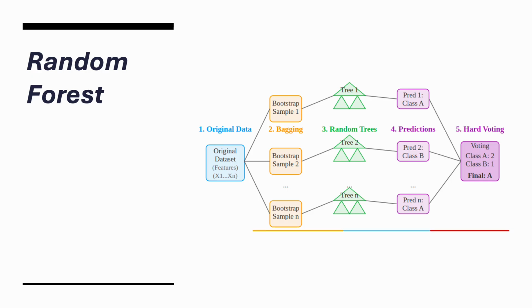And then that is given to a hard voting decision making. Hard voting is nothing but whichever has the majority, you call that the winner, right? So over here, voting class A is 2, so you give that as the final, right? So that's random forest basically.